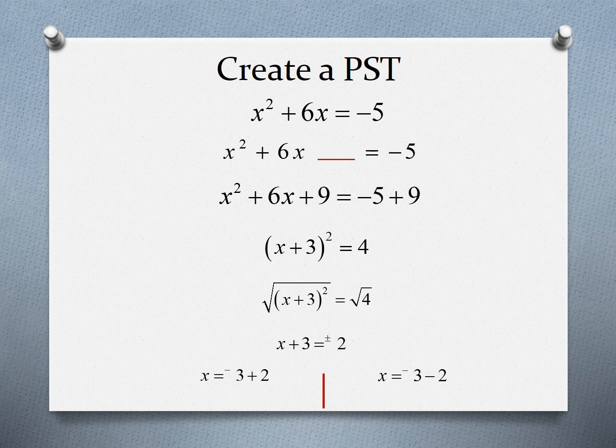x equals -3 plus 2 and x equals -3 minus 2 to isolate my variable, which would yield 2 potential solutions, and then I can plug both of those potential solutions back into the original equation, x equals -1, x equals -5, to see if both or either or neither make a true statement for my original equation. But at any rate, I have actually solved that equation.